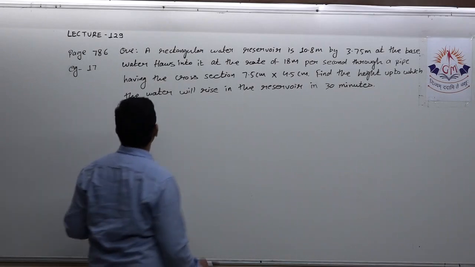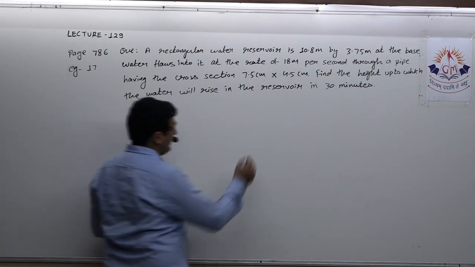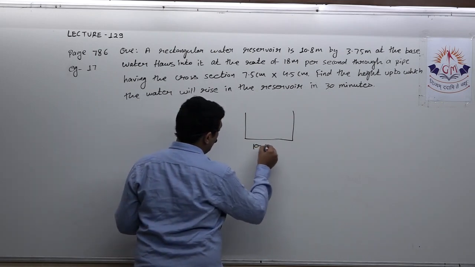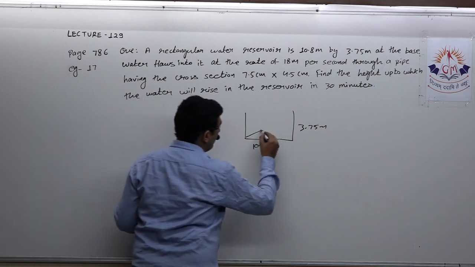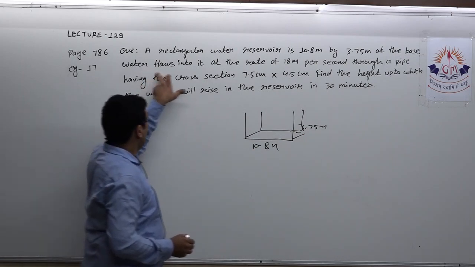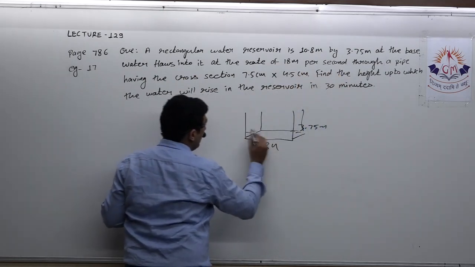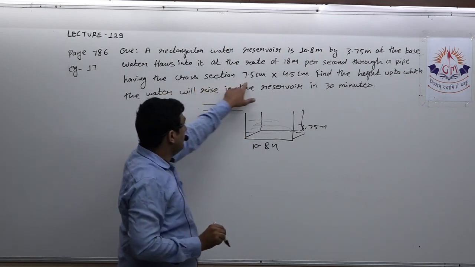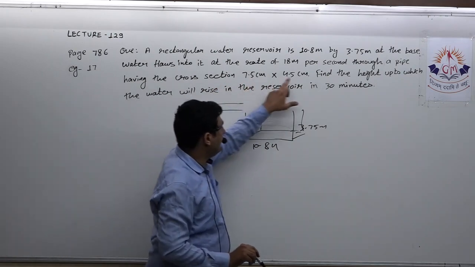Okay, so this is the next question from page number 786, example number 17. A rectangular water reservoir, something like this, whose length and breadth 10.8 and 3.75 meters are given at the base. That means these are the length and breadth only. Now, water flows into it at the rate of 18 meters per second through a pipe. Now this has been filled with the help of another pipe whose cross section is this into this. That means the pipe is in the shape of a cuboid whose length and breadth is this.